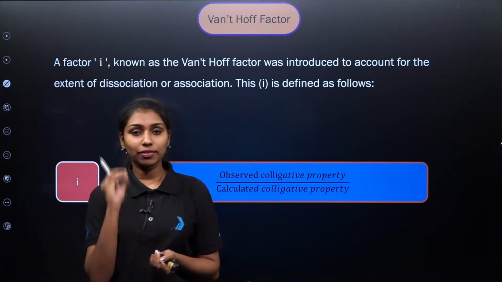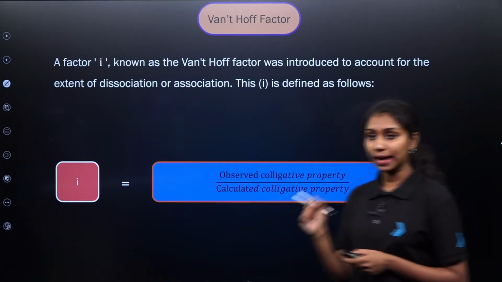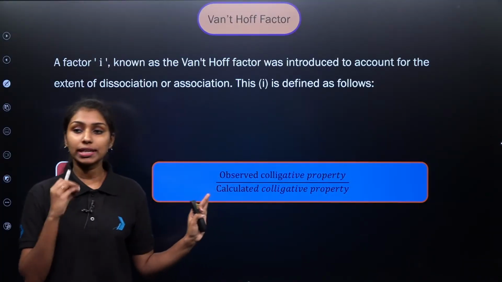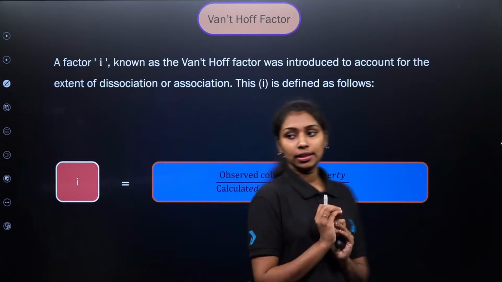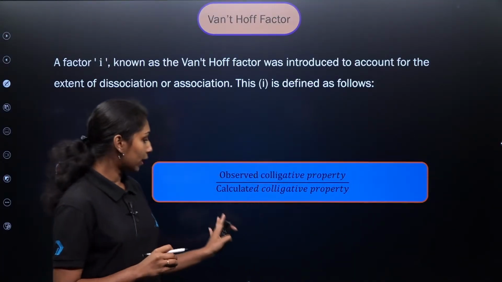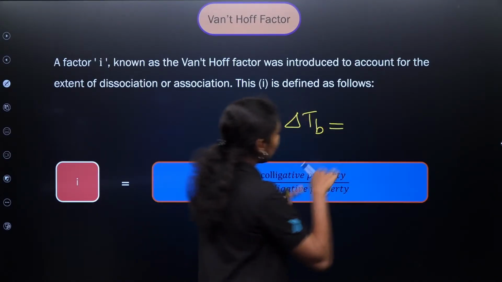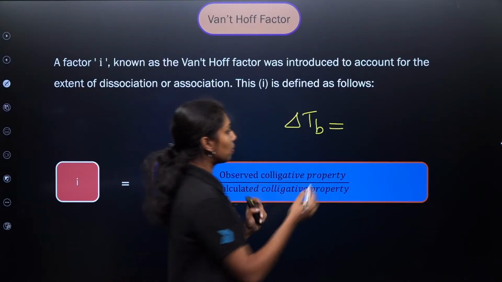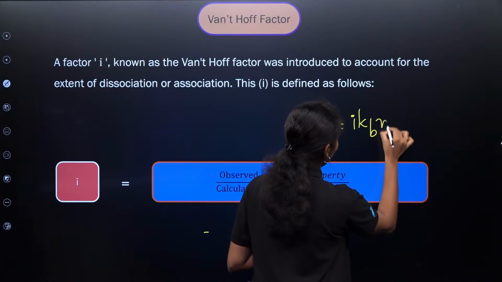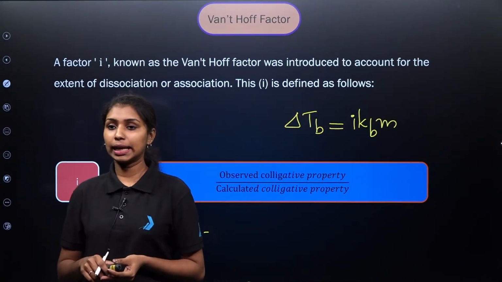So for that we are introducing a new term known as i, otherwise known as the Van't Hoff factor, which is defined as the ratio of observed colligative property divided by calculated colligative property, right? So we are just changing all the colligative properties by multiplying with the Van't Hoff factor. For example, if we are taking delta Tb here, that is our elevation in boiling point, in terms of abnormal colligative property it will be equal to i, the Van't Hoff factor, into Kb, where Kb is our constant, into molality. Clear?